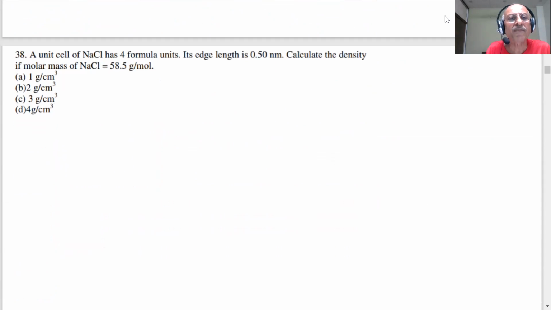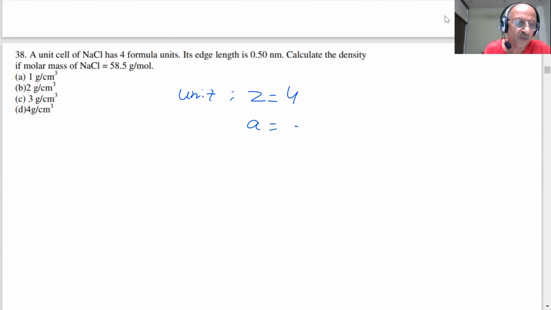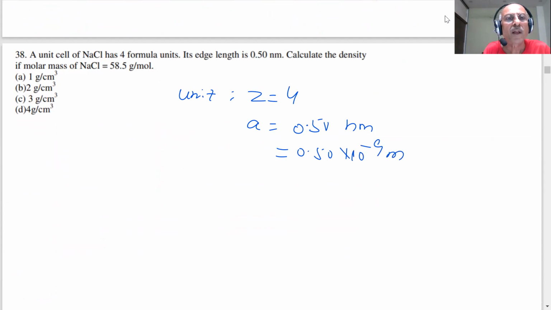A unit cell of NaCl, students. Unit cell, formula unit Z means 4 units. Z is 4 atoms per unit cell. And the edge length is given. A is how much, students? 0.50 nanometer, which will be equal to 0.50 into 10 minus 9 meter. So that will be 0.5 into 10 minus 7 centimeter. That is the edge length.